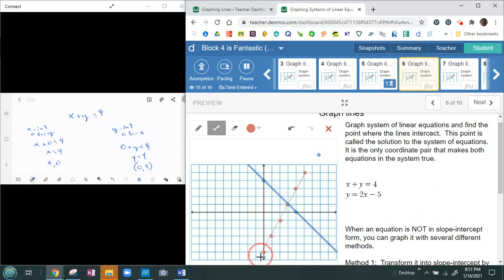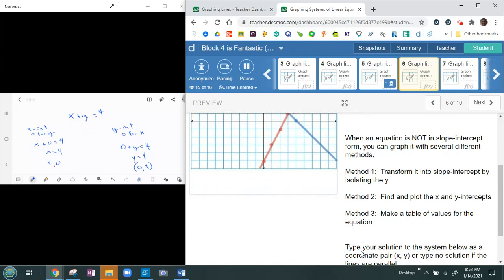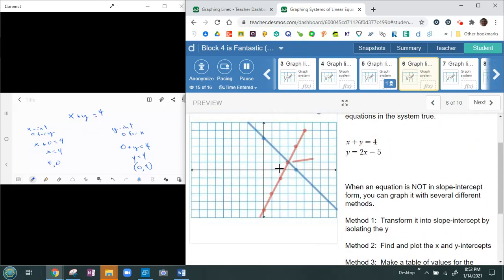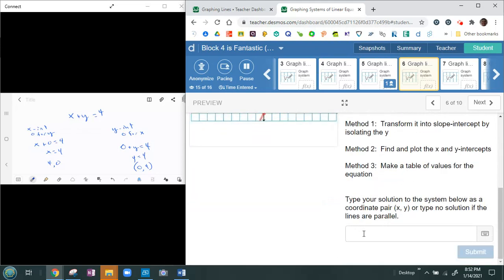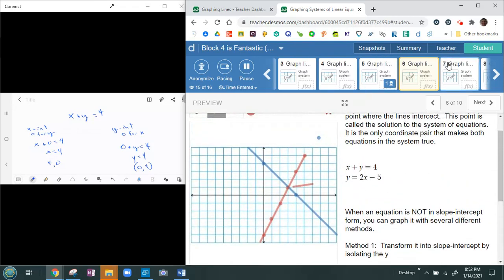And I draw my line through, and I see they cross right there. I give that location, which is over 3, up 1 from the origin. So that is going to be 3, 1. Woohoo! All right, 3, 1 for that.